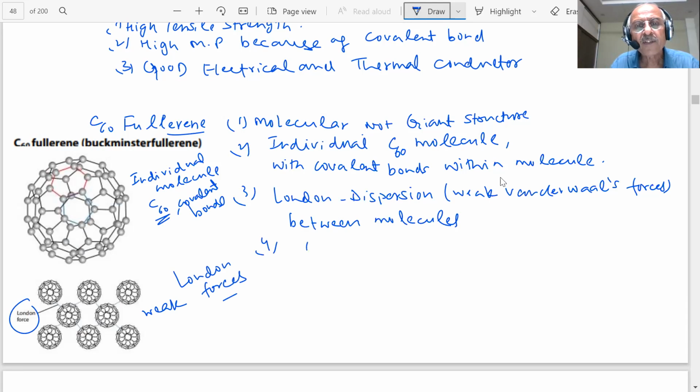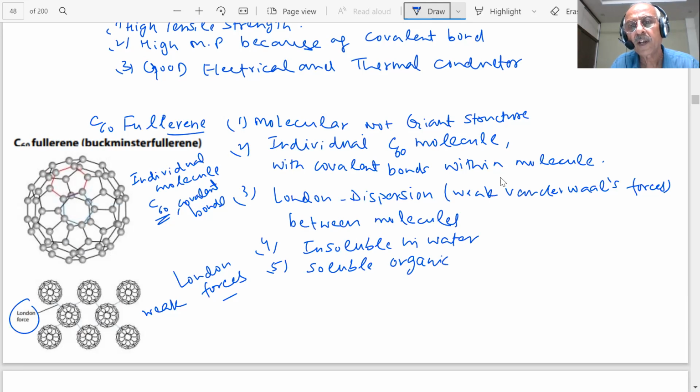This is insoluble in water, but it is soluble in some organic solvents, like benzene.